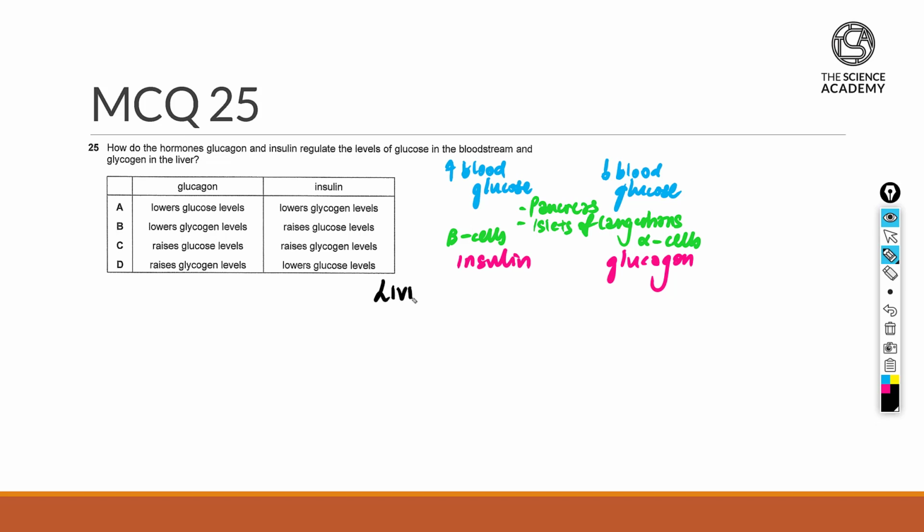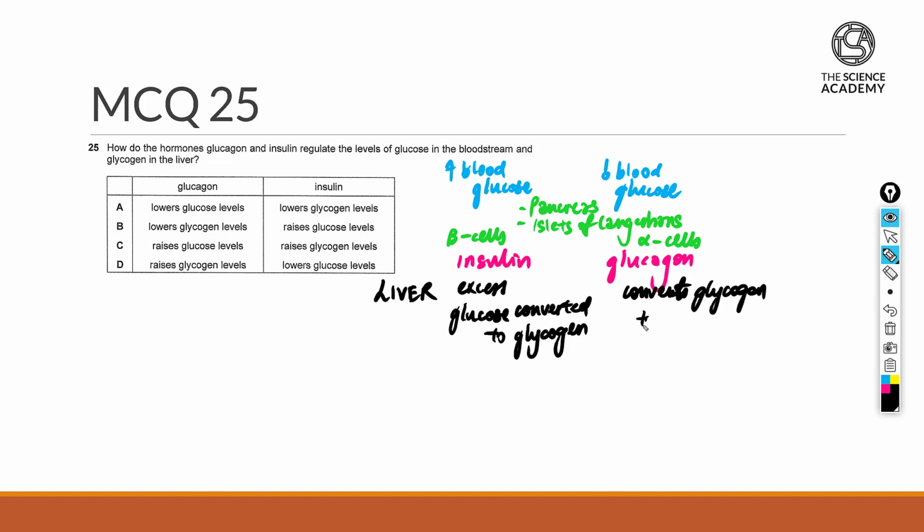The first target organ is the liver, whereby insulin will cause excess glucose to be converted to glycogen. The action of glucagon is the opposite. It actually converts glycogen to glucose. Glucagon also causes this process known as gluconeogenesis, which is the synthesis of glucose from non-carbohydrate sources.